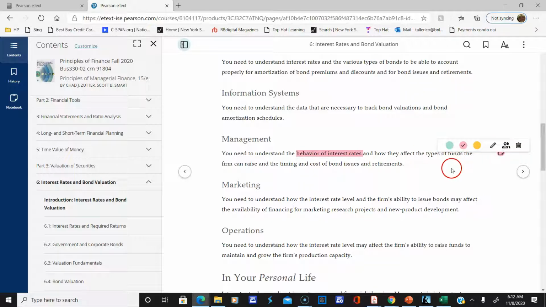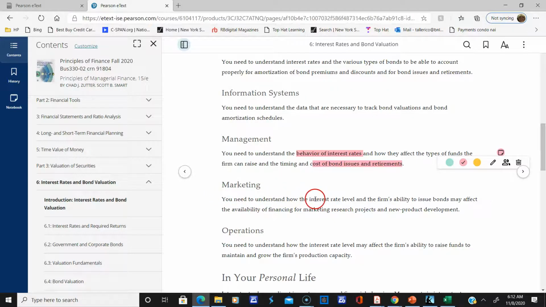And how they're going to affect the price of funds, such as bonds, and the cost of bonds, as you see here. They're all tied together, as you heard in that video. And we've got to see how interest rate levels and the company's ability to issue bonds may affect the availability of financing for marketing and research projects.